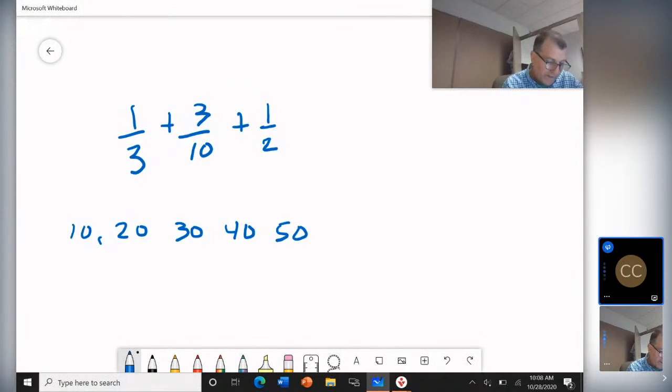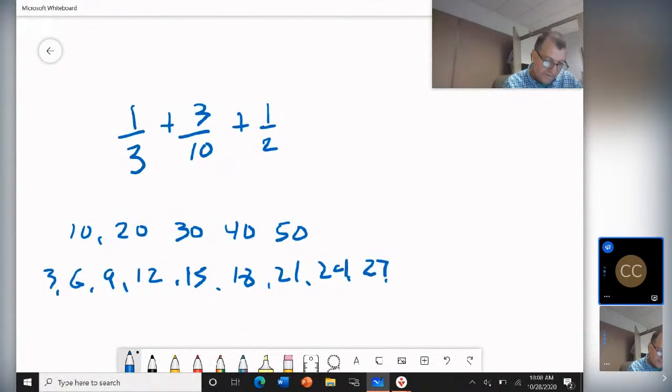You can look at, does 3 go into 10? No. Does 3 go into 20? No. We know 3 goes into 30, that's going to be 10 times. So if we do our 3s: 3, 6, 9, 12, 15, 18, 21, 24, 27, 30. So we've got 30 there, 30 there.